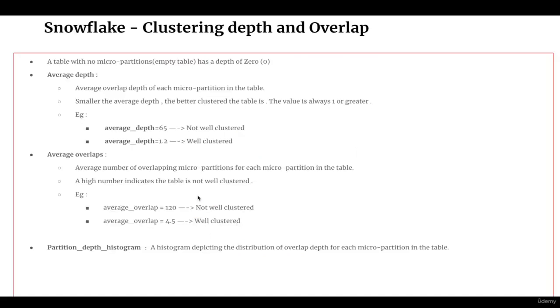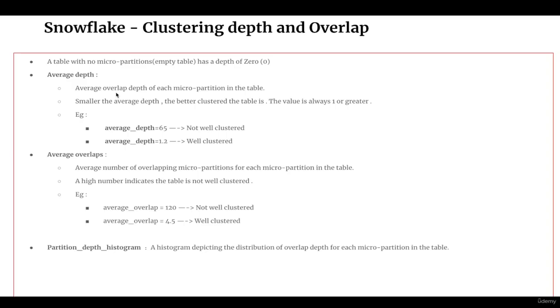Now a table with no micropartition has a depth of 0. This only happens if the table is empty. As we've seen, if a table is populated with data, Snowflake will create micropartitions out of it. So an empty table has a depth of 0. When it comes to average depth, we've seen what depth is, right?